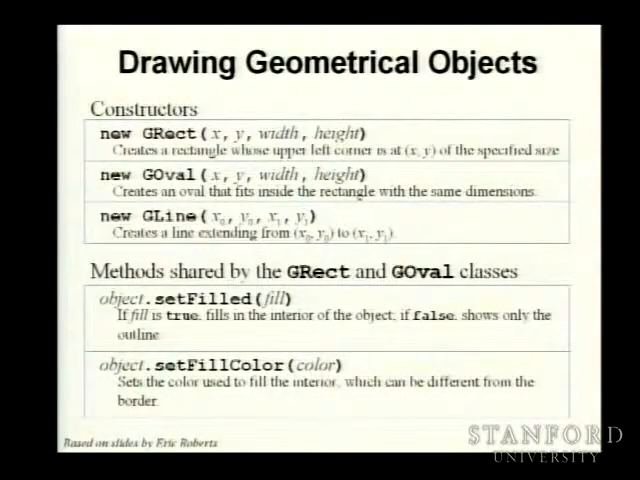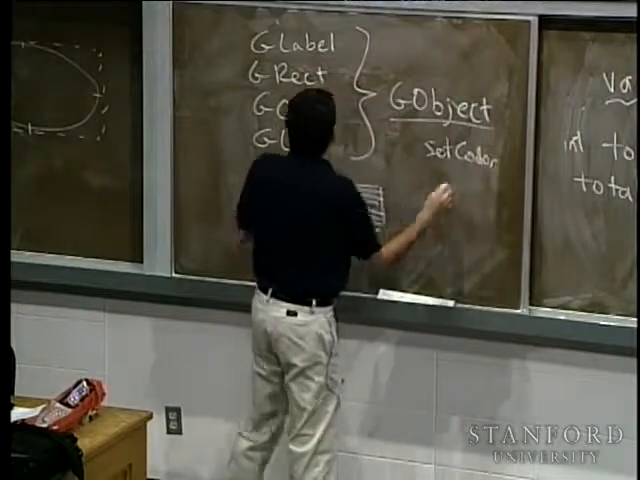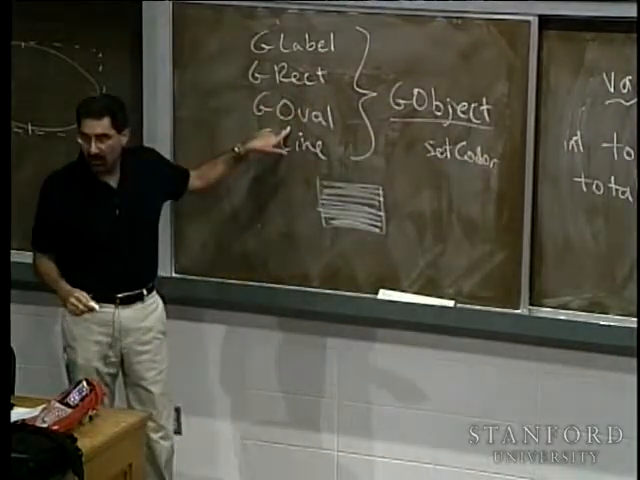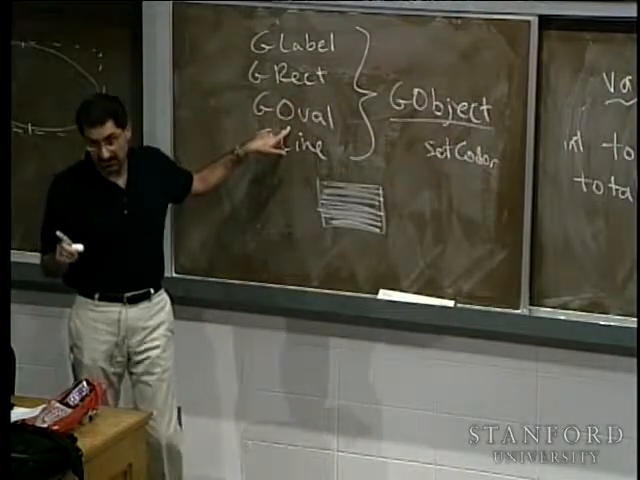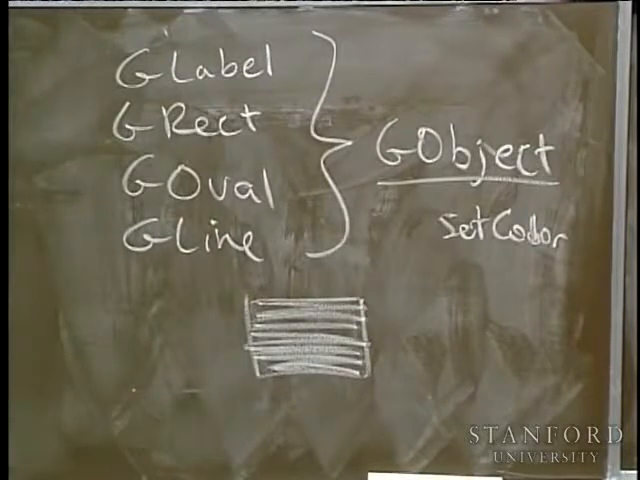And you might be wondering, "But Maron, you told me that set color was something that was defined for a GObject." So if set color is defined over here, doesn't that mean that a GRect and a GOval can already set their color? Yes, that's true. So what's set fill color all about? This is a slight variation.